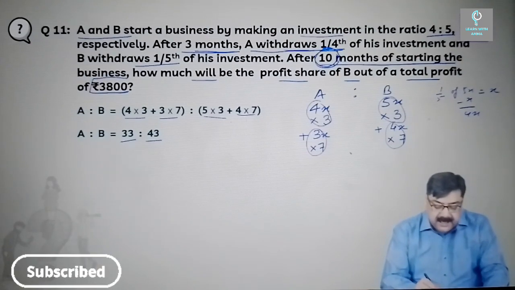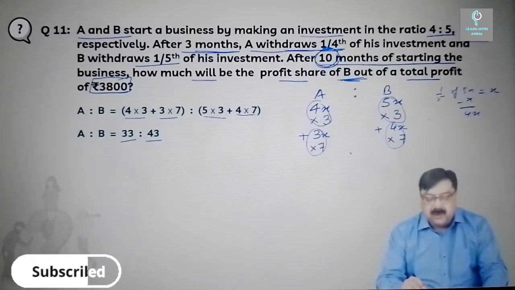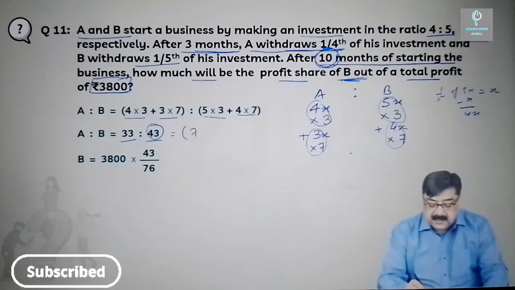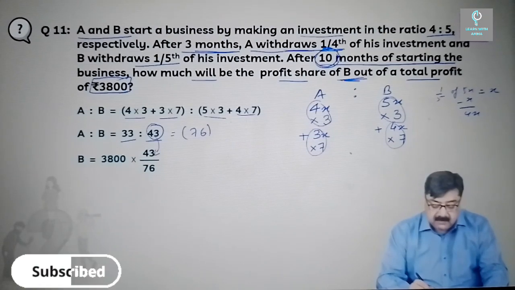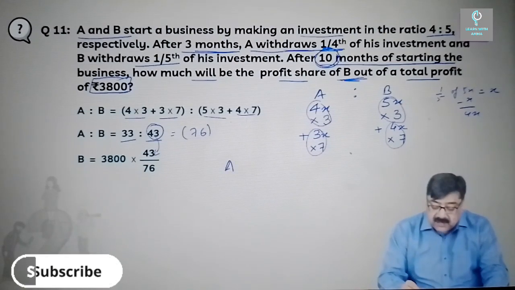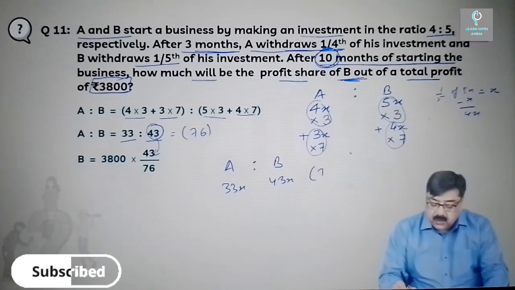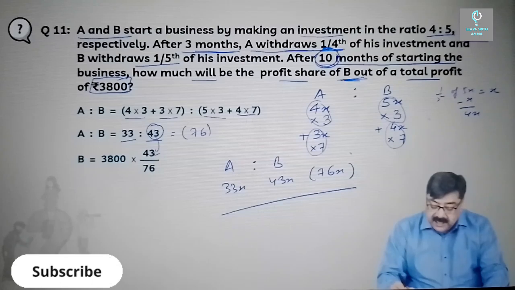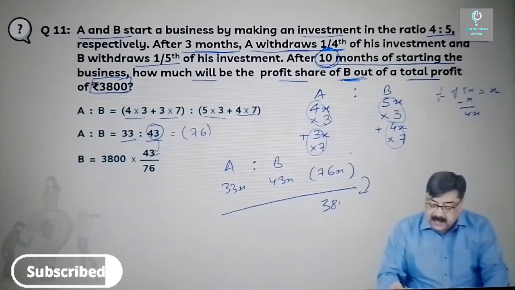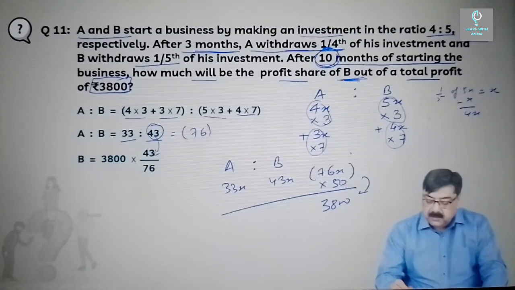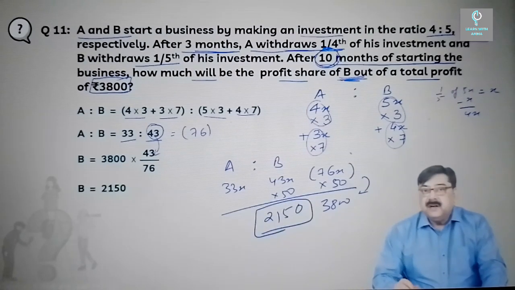So the total profit made here is 3,800. We have to find out B's profit. So B's profit here is 43. By this, 33 plus 43 is 76, right? So 43 by 76 into 3,800. Or as we usually do, this is 33x, this is 43x, total is 76x, which is equivalent to 3,800. So x must be 50. Alright, so now you need to find out B's share of profit, so 43 into 50. So this works out to be 2,150 as the profit received by B.